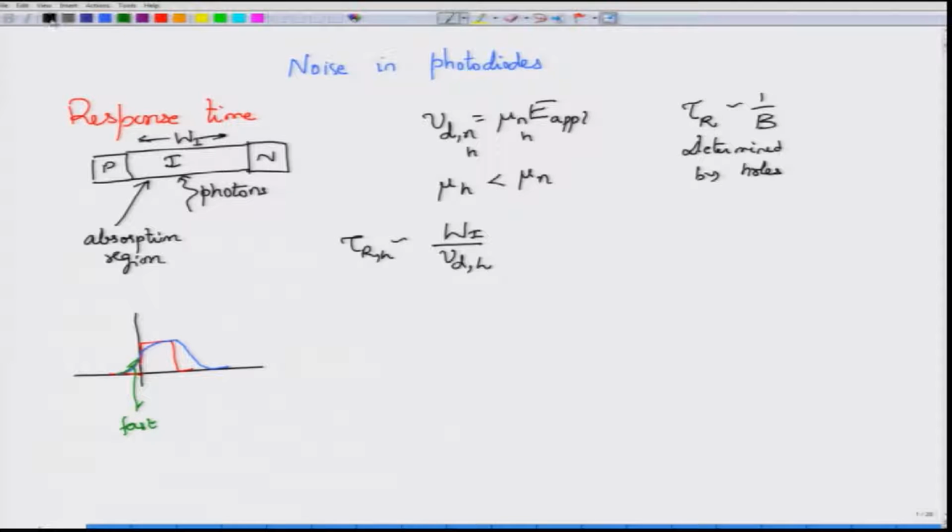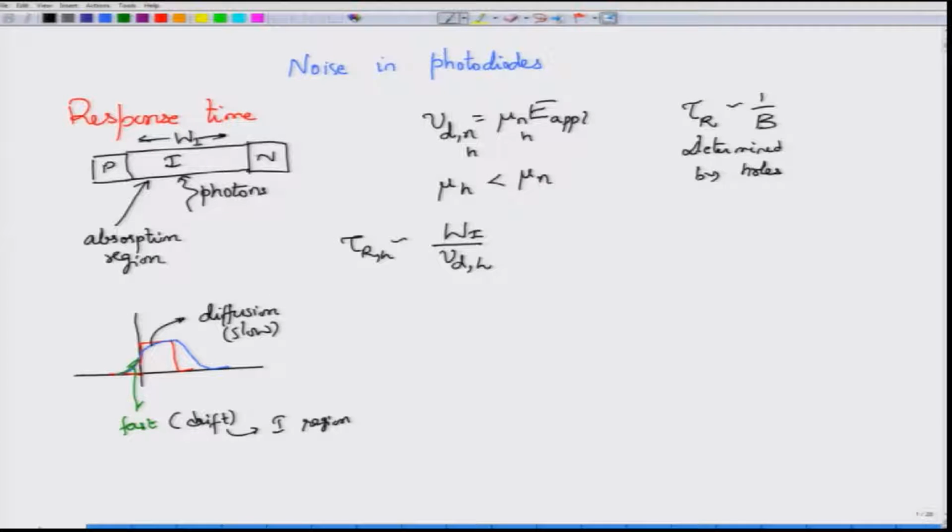followed by a slow process, is because the fast process actually happens due to the drift, whereas the slow process is because of the diffusion. So, diffusion is slow, and fast is because of the drift. Drift is for both electrons as well as holes, and this occurs in the I region or the intrinsic region.